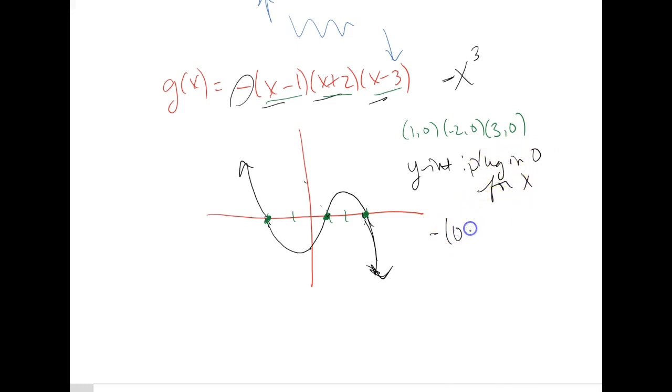So 0 minus 1 times 0 plus 2 times 0 minus 3. So I have a negative 1 times a 2 times a negative 3. Lots of negatives going on there. So I think that all turns into a negative 6. So really and truly, 1, 2, 3, 4, 5, 6.